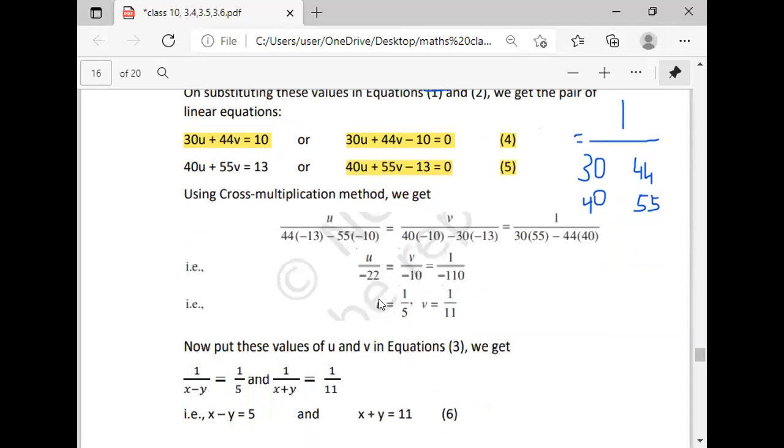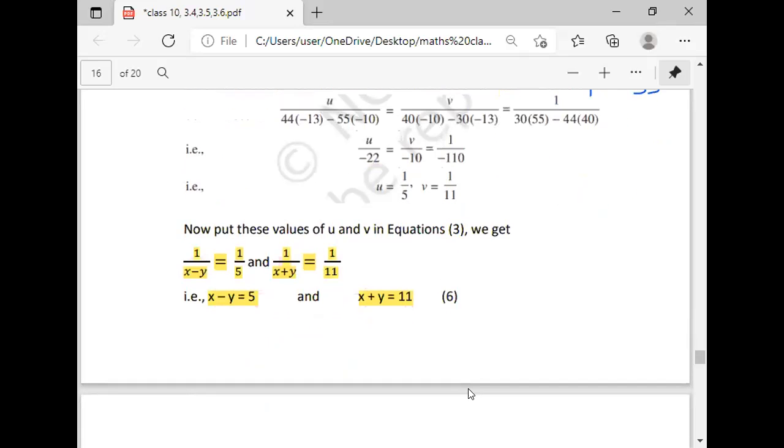Let us see, what is u? u means 1 by x minus y, which is equal to 1 by 5. And v is 1 by x plus y, which is equal to 1 by 11. So x minus y is equal to 5 and x plus y is equal to 11. We are calling it equation 6, and we have two equations, two variables. Now what we have to do? We have to solve these equations. We can add the equations.